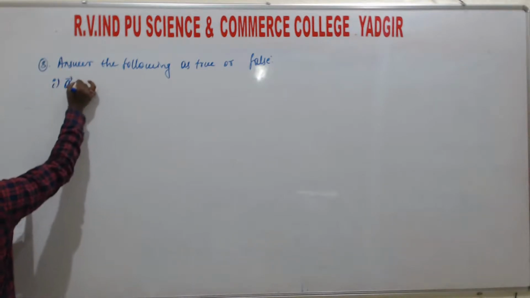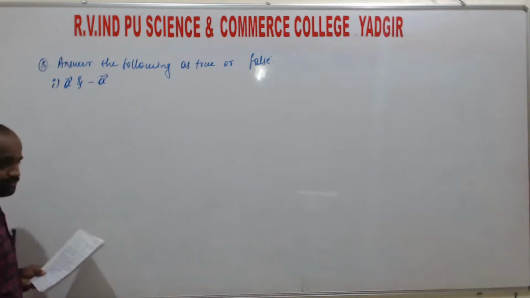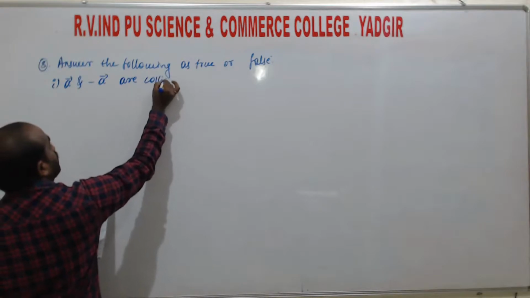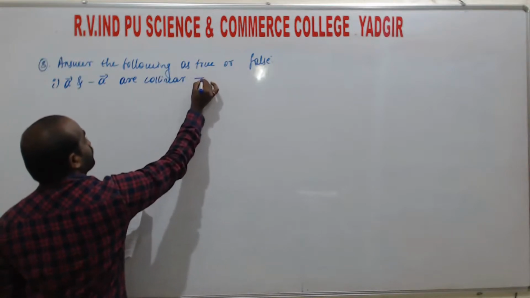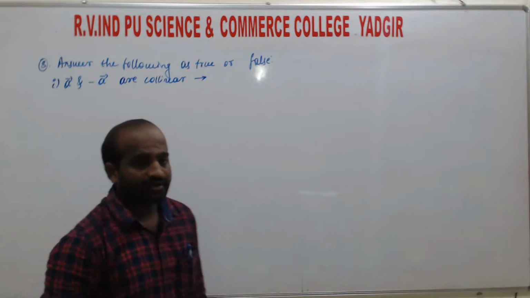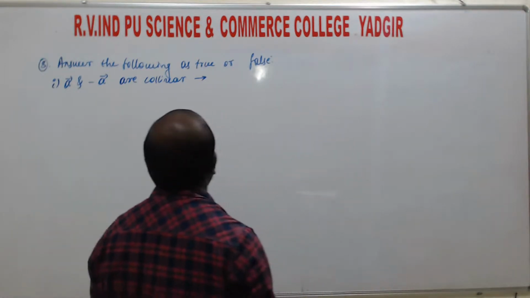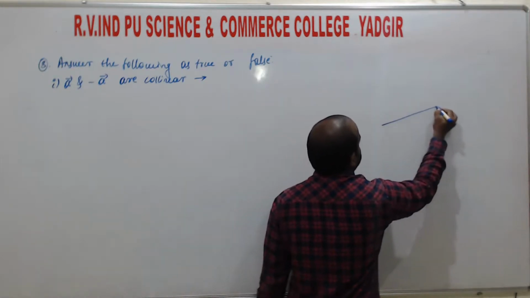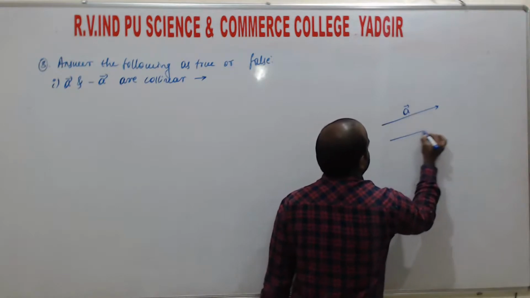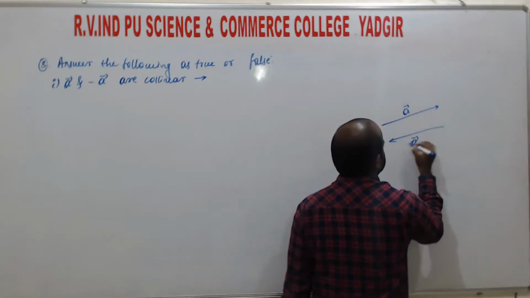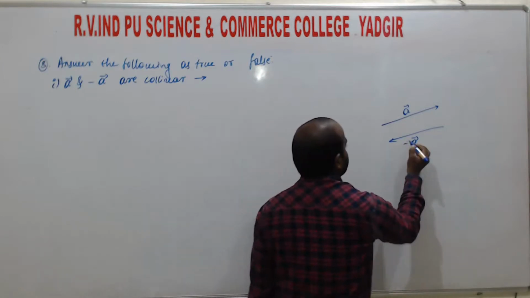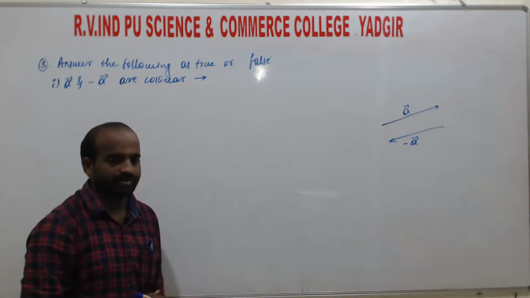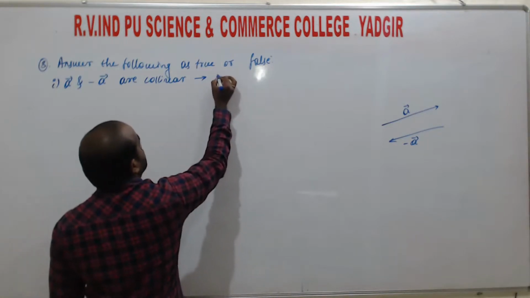A vector and negative of a vector are collinear. Okay, A vector and minus A vector are collinear. Is it true or false? This one is A vector, this one is negative of A vector, opposite direction. These two vectors are collinear. Yes, parallel to the same line. Now the second one.